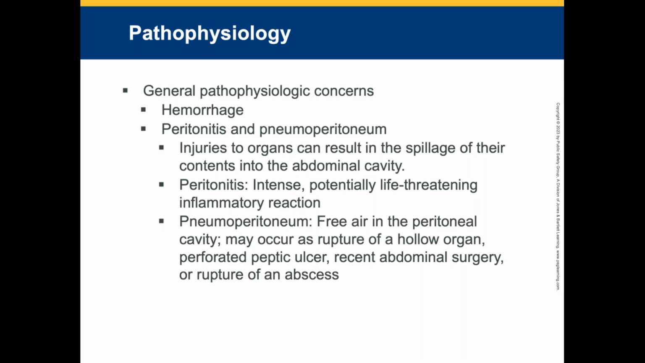So the general pathophysiologic concerns would be hemorrhage, which can occur with external or internal blood loss. And I'll show you guys in the picture next where you may see a closed abdominal injury and the bruising below. Irritation of the nerve endings does occur as well. Pain is localized if the extent of the contamination is confined. Pain becomes generalized if the entire peritoneal cavity is involved.